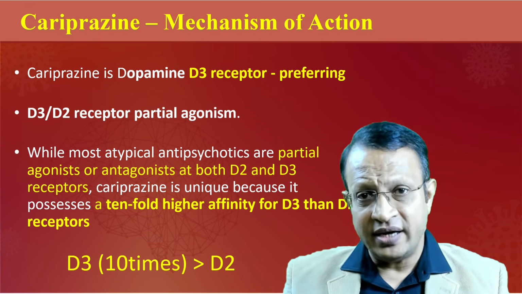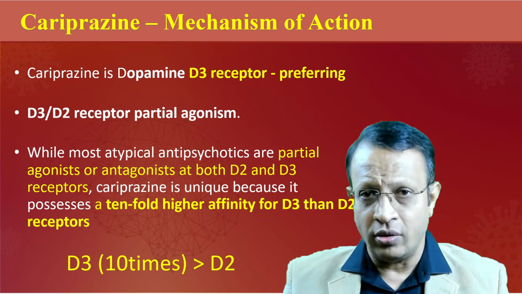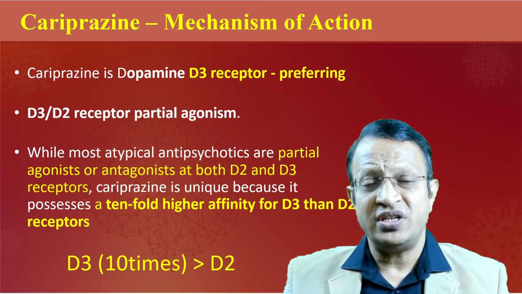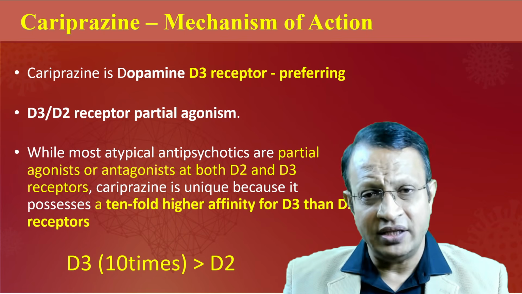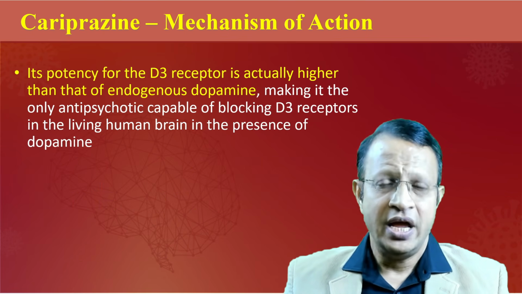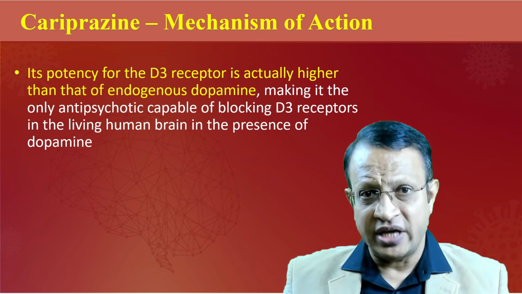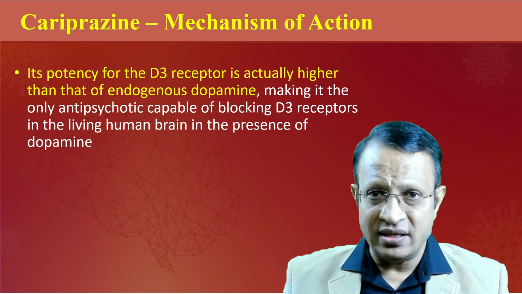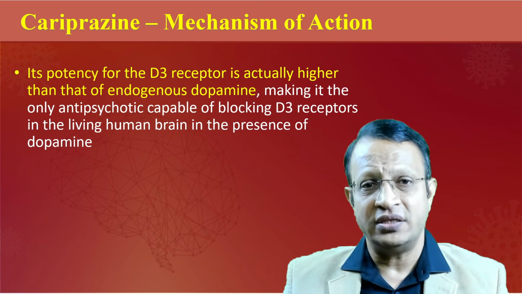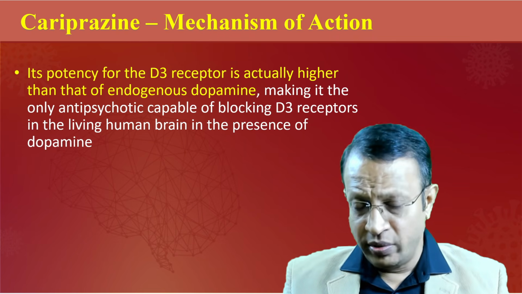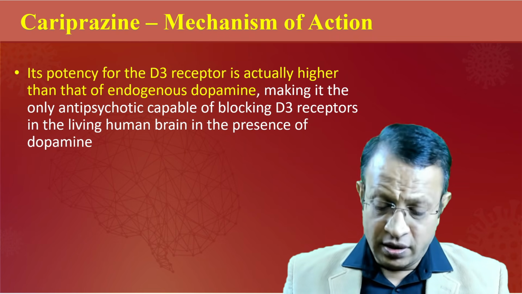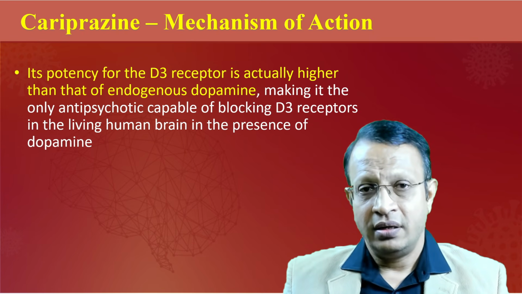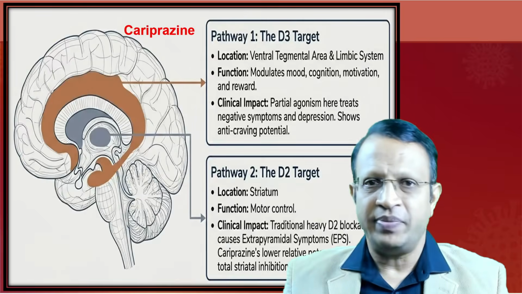While most atypical antipsychotics are partial agonists or antagonists at both D2 and D3, cariprazine is unique because it possesses 10-fold higher affinity for D3 than D2 receptors. Its potency for the D3 receptor is actually higher than the endogenous dopamine, making this the only antipsychotic capable of blocking the D3 receptor in the human brain, my dear friends. Even in the presence of dopamine, D3 receptors are occupied by cariprazine.